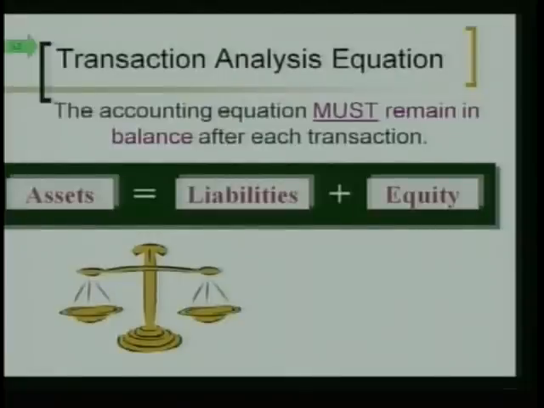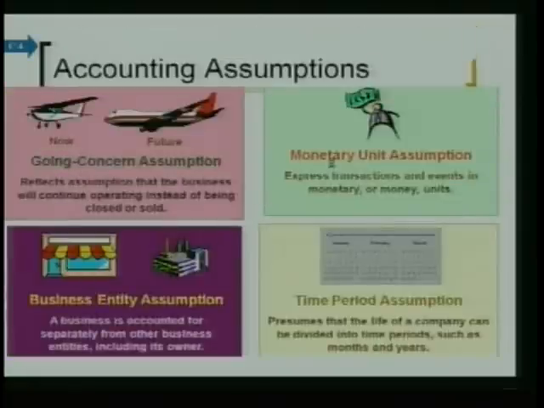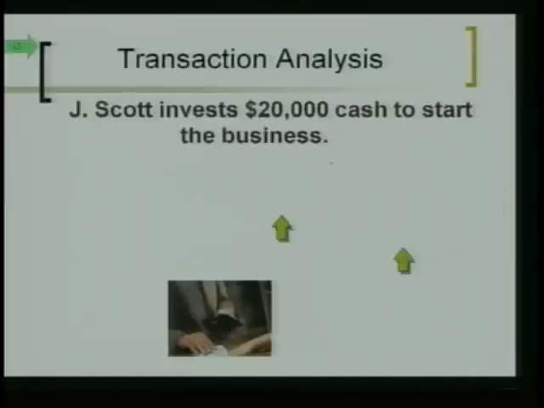Going to the screen, we know that the accounting equation must remain in balance after every transaction that we analyze. Okay? So let's walk through a few of these. Where does this start? Okay, starts right here. Let's say that Jay Scott invests $20,000 cash to start the business. Maybe it was an inheritance from his grandpa or something. But he has $20,000 and he is going to start a business.